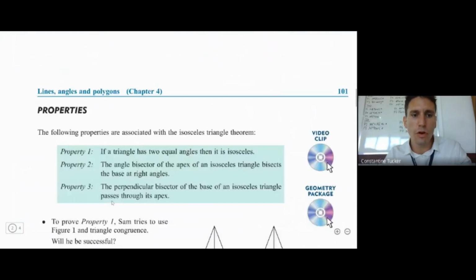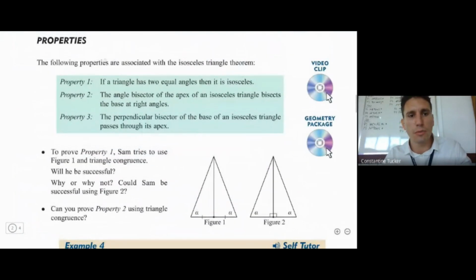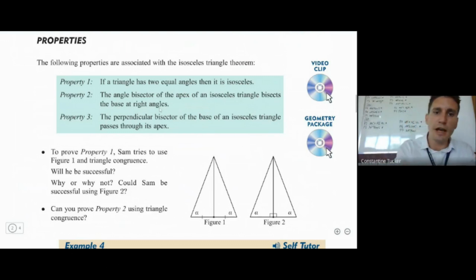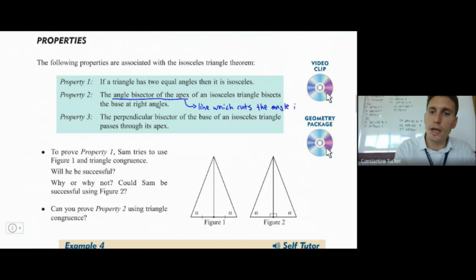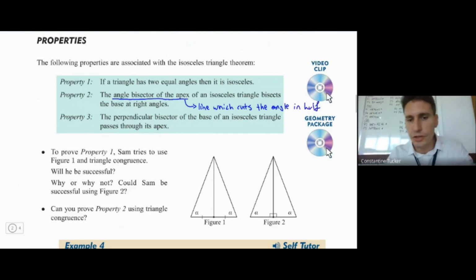Okay, so let's move on. What other properties do we need to know? Firstly, we know that the angles at the base are equal. If they are equal, then it's isosceles, and it goes vice versa as well. The angle bisector of the apex bisects the base at right angles. So what does this mean? The angle bisector of the apex is the line which cuts the angle in half. So this is the bisector.